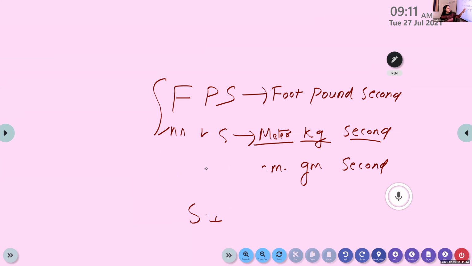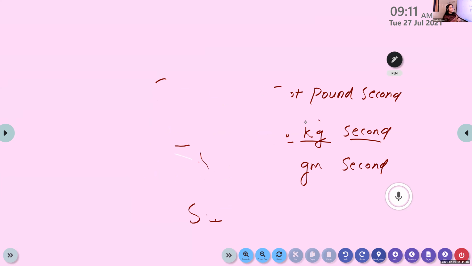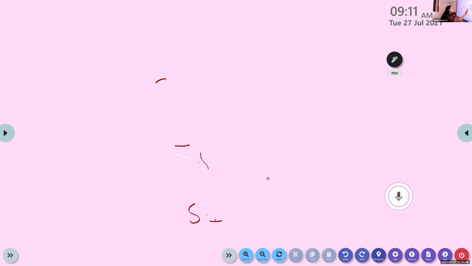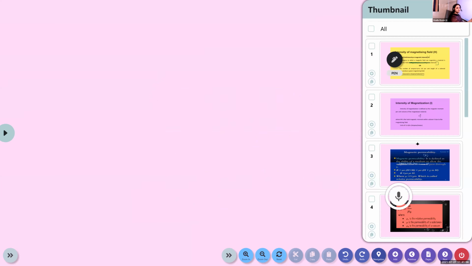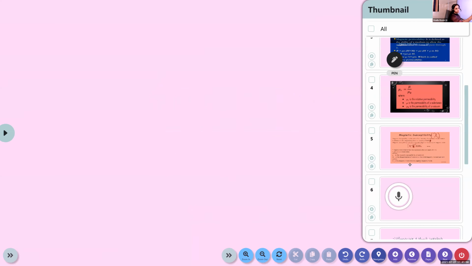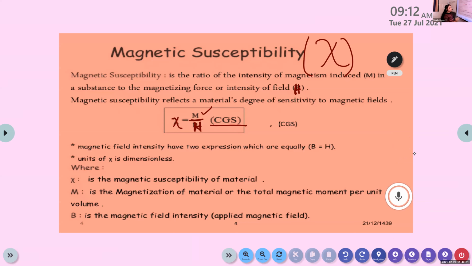So by the term CGS system, we only mean one of the systems of units that was already used in earlier days. It was introduced in Britain, I think. All these topics we studied in +1 physics. So you don't need to be bothered about the CGS and all. We only need to write this equation: chi is equal to M by H.